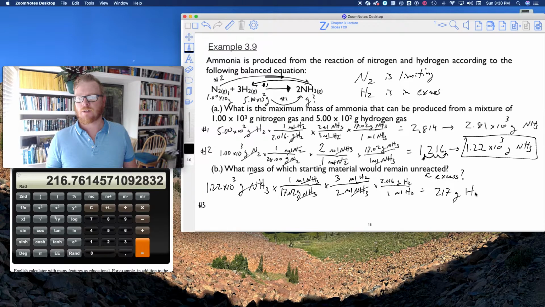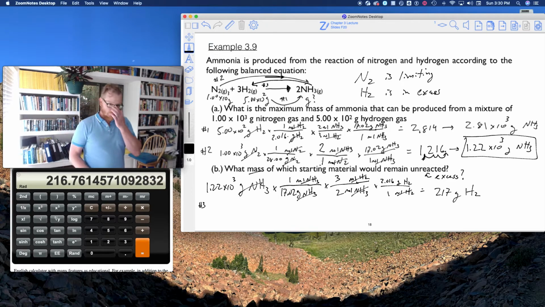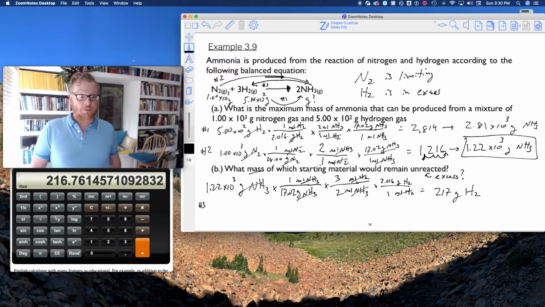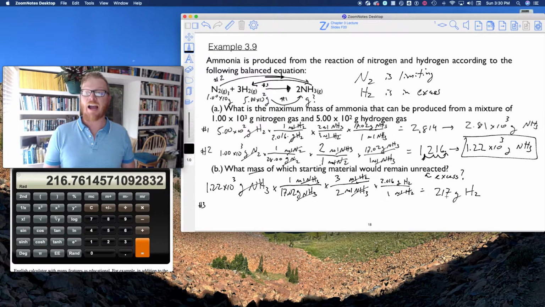217 grams of hydrogen. So what does that number mean? That number means if I wanted to make 1.22 times 10 to the 3 grams of ammonia, I only needed 217 grams of hydrogen. How much did I have in the first place? I had 5.00 times 10 to the 2. That's 500 with 3 sig figs. So I'm going to write that as 500 point grams of hydrogen.